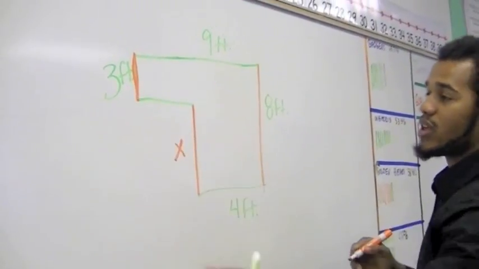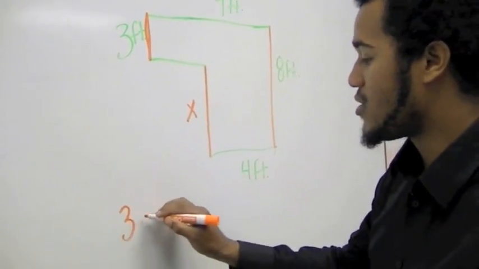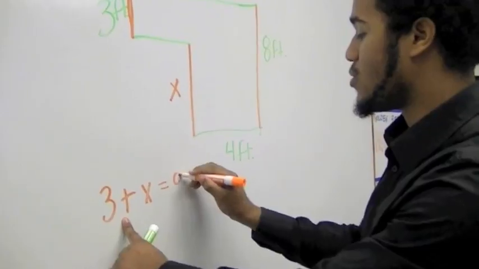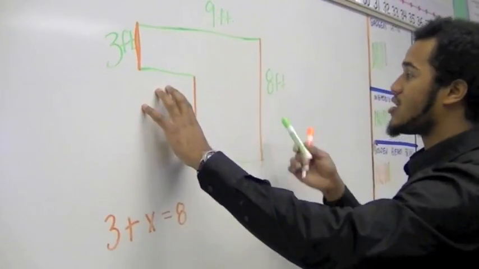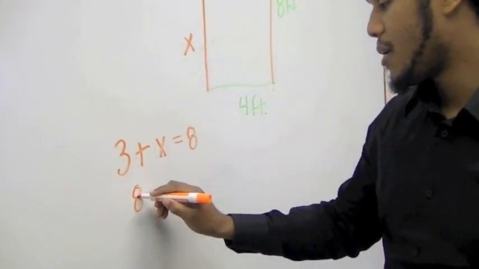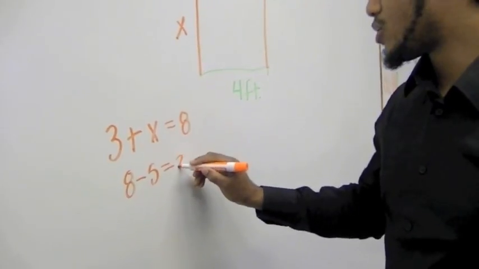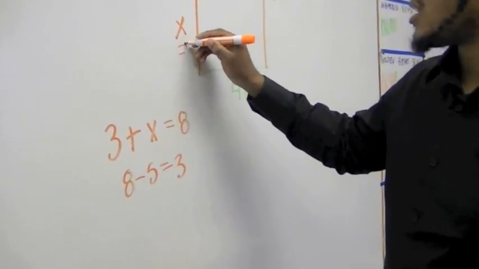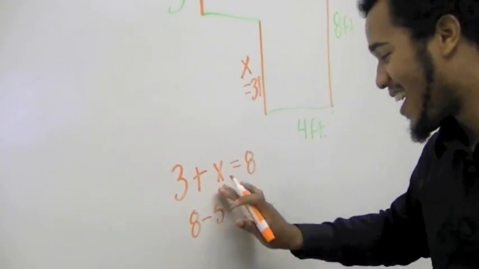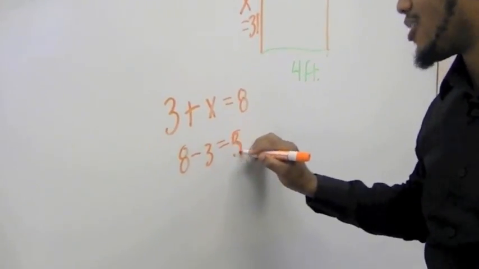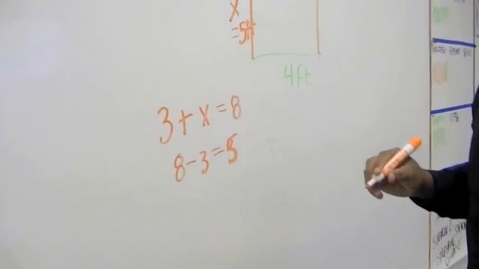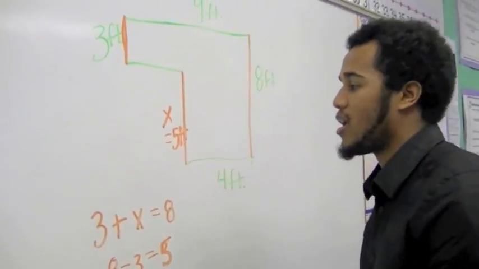Okay? Now, we can use fact families to figure out what the mystery X is. 3 plus X equals 8. 3 plus X should equal the same side on the vertical side. We can use our fact family to know that 8 minus 5 equals 3. Therefore, X equals 3. Made a mistake. 8 minus 3 equals 5. I do that all the time in class. So, yeah. X equals 5 feet. Okay? So that's for the actual verticals.